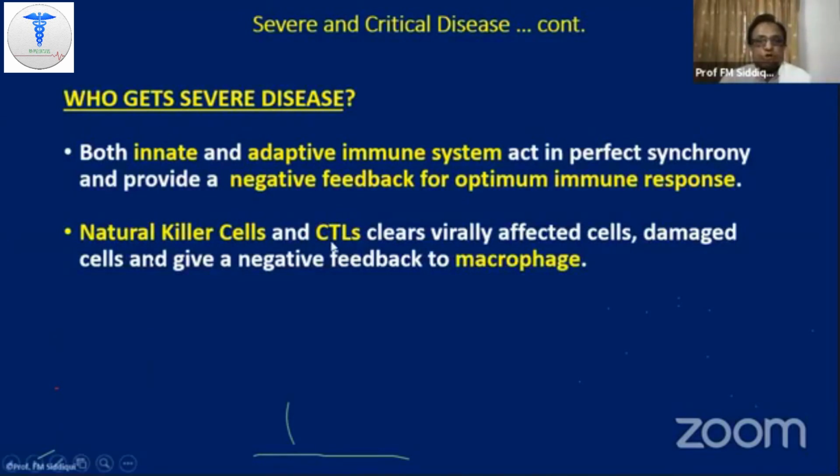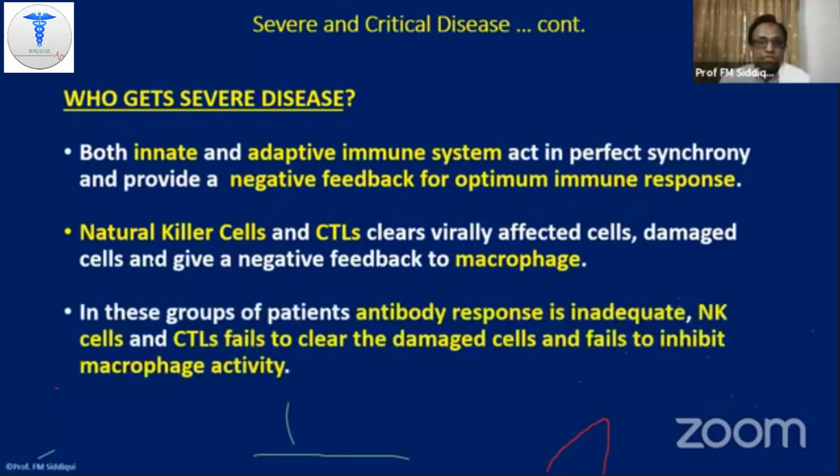Natural killer cells and cytotoxic T lymphocytes, what they actually do is clear the area of battlefield. They clear the affected cells, damaged cells, and also stressed cells together with macrophages. Both natural killer cells and cytotoxic T lymphocytes also send a signal to the macrophage to stop, because the disease has been brought under control and the virus has been eliminated. So under the influence of these, now the macrophage gets the signal.